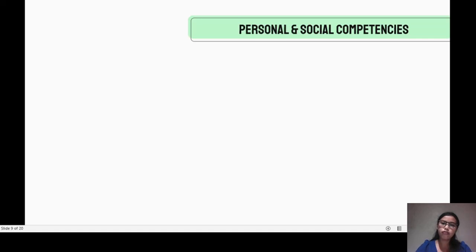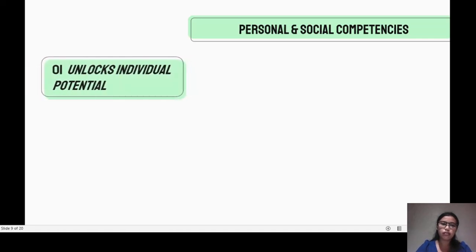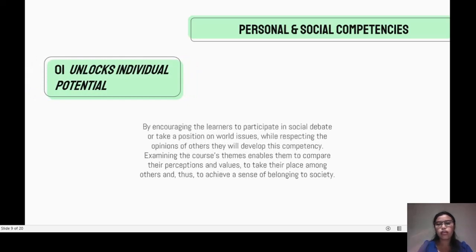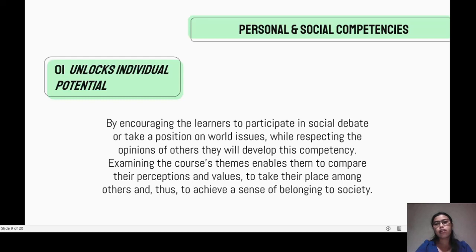Another set of competencies is personal and social competencies. The first one is to unlock individual potential. How do we unlock our individual potential? We do this by encouraging our learners, or you guys in particular, to participate in social debate or take a position on world issues while respecting the opinions of others, and they will develop this competency.